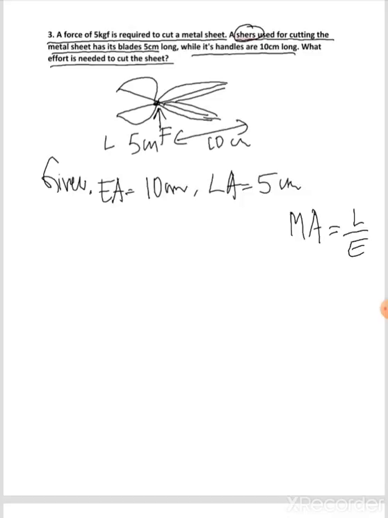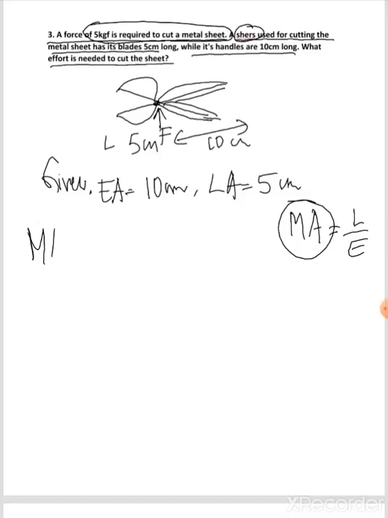Load by effort. Here the load is given, and that is how much? 5. The load given here is 5, isn't it? The force of 5 kgf is required to cut the metal sheet. So first of all, we need to find the mechanical advantage.